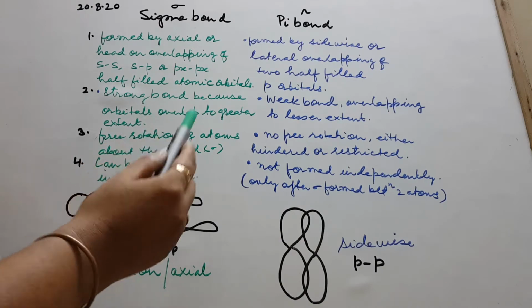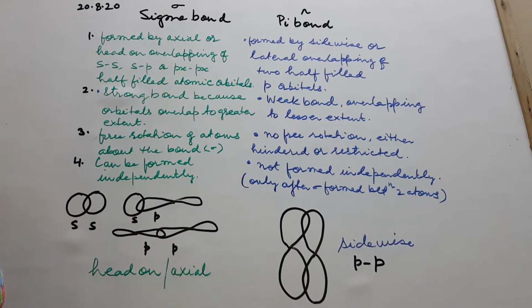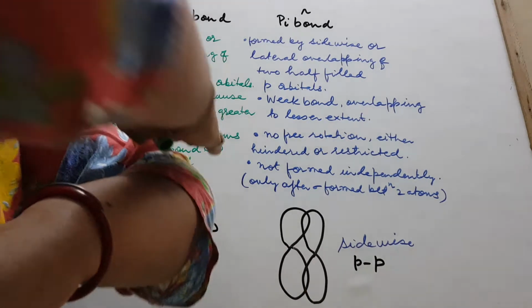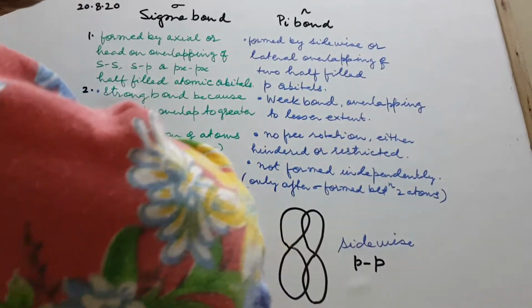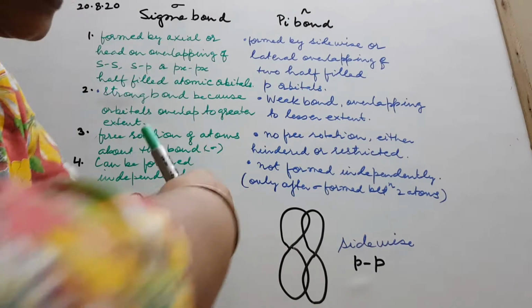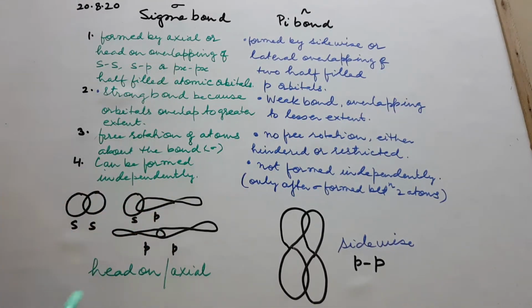That's why I wrote precisely px orbitals. Otherwise, it can be any two p orbitals, I repeat, any two p orbitals, but undergoing axial overlapping like this, or say head-on overlapping, or overlapping along the x-axis. They form a sigma bond.